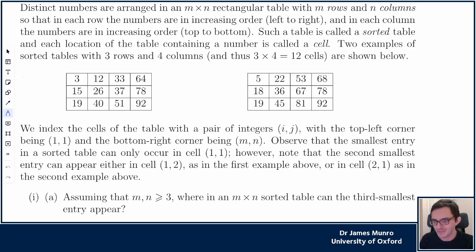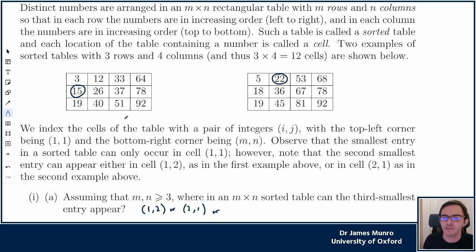So I suppose it can't be in the top left corner because that's definitely the smallest number. Could it be the second number down? So I know they told us that could be the second smallest number, but I suppose they weren't saying that was definitely the second smallest number. For example, in this left one, 3, 12, 15, this is the third smallest number because the second one is hiding out of the way over here, so maybe this is the third smallest. In this one, the third smallest number is here, in the space 1, 2. Okay, so it's either 1, 2 or 2, 1, maybe some other things.